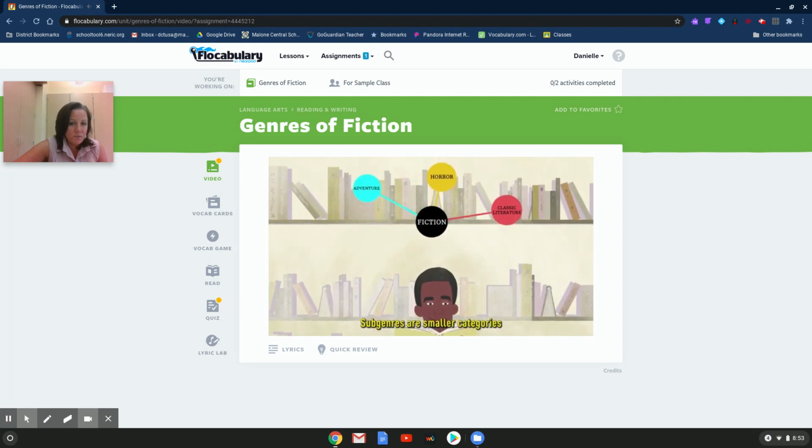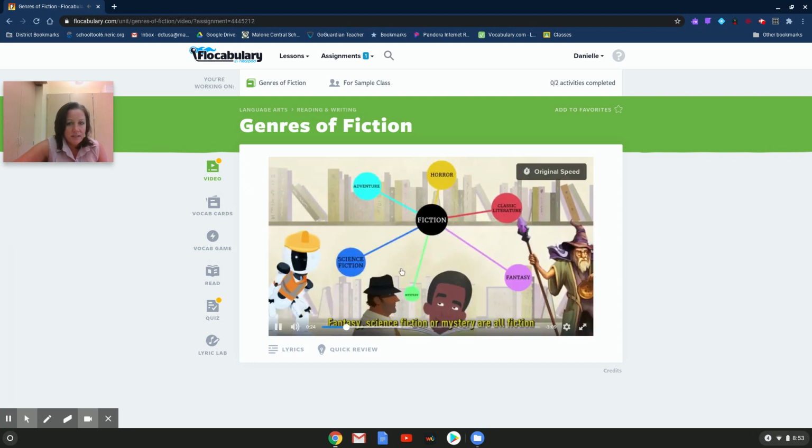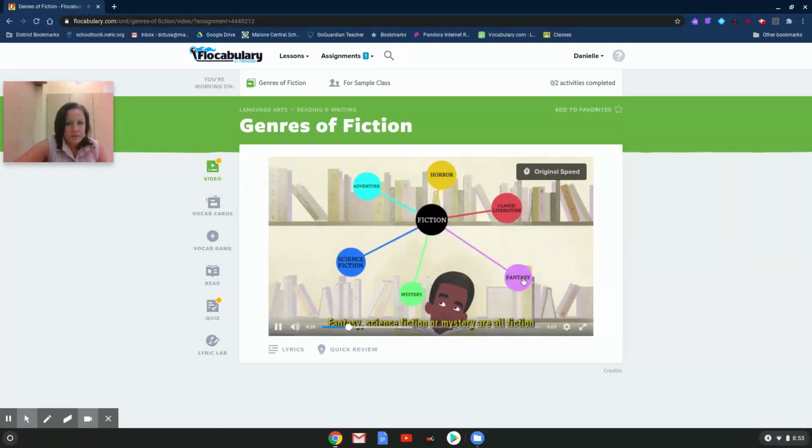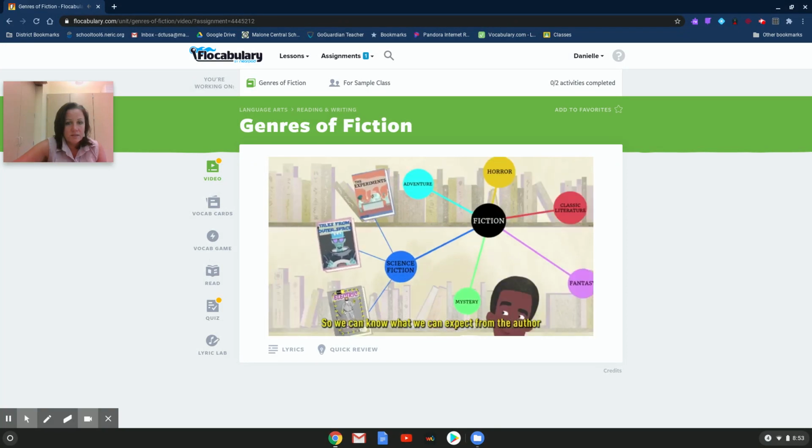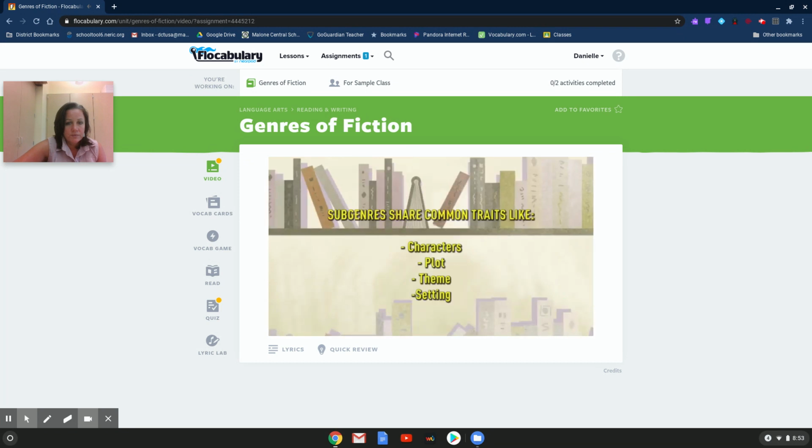Try to pay attention to the words because you're going to be quizzed. Science fiction or mystery or old fiction. The type of story is the genre, so we can know what we can expect from the author. Subgenres share common traits like character or plot, a theme or setting, etc.